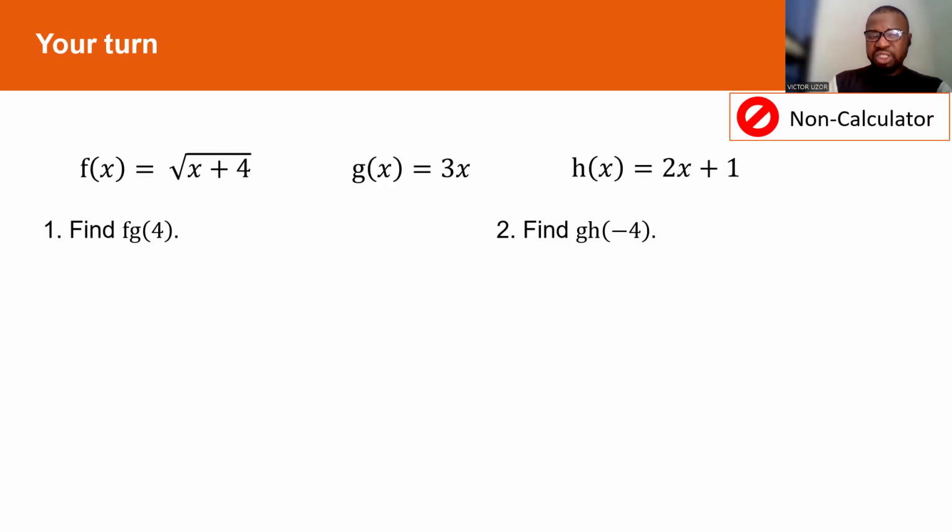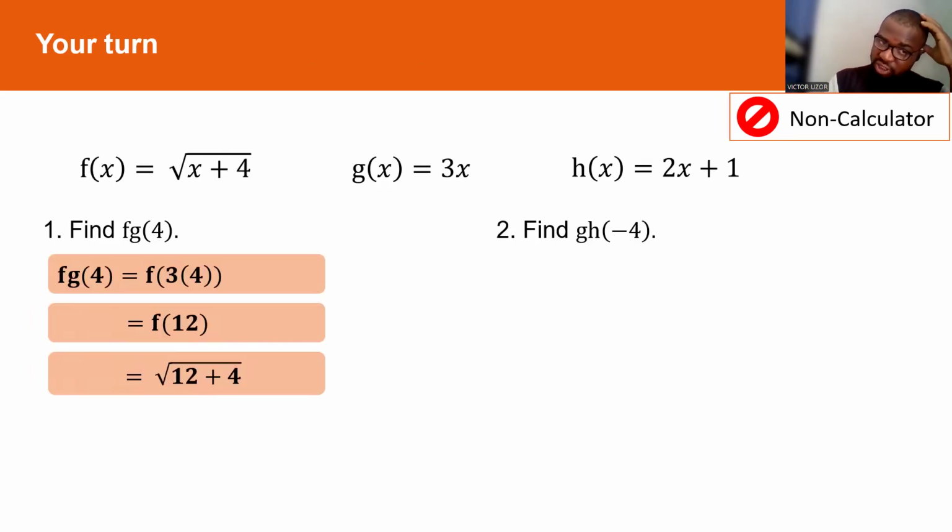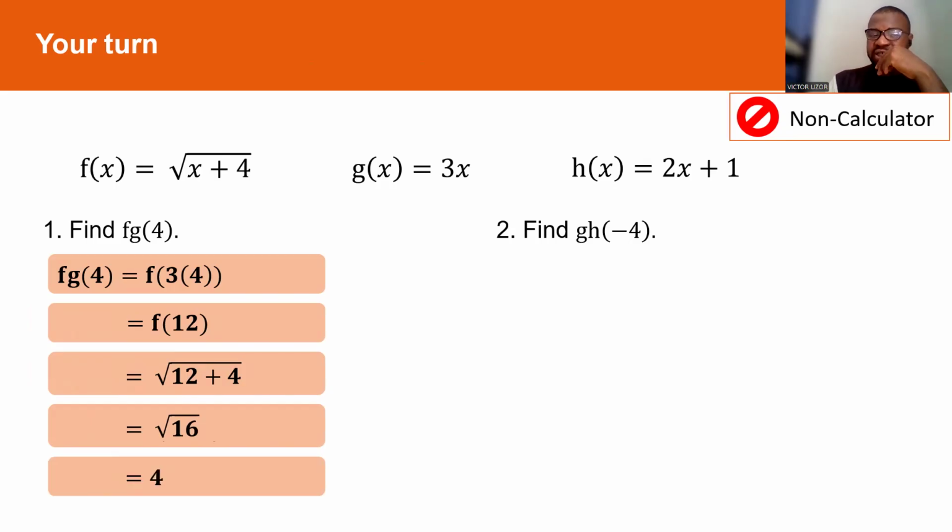The answer you now get, you put it in f, 12. Then if you put it in 12, it's going to be 12 plus 4, which is 16. Square root of 16 will give you 4. And that is what we just did here. fg of 4, and it will give you the answer.